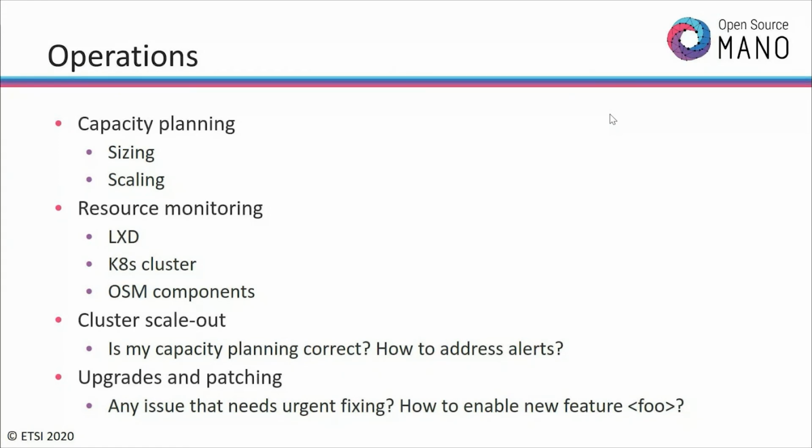Same goes for the upgrades and patching. So is there any issue that needs urgent fixing? How can we enable that new feature foo that is on that specific branch? So what you can do with the Juju controller is that you can have a command like juju config, the name of the component and the image, and then off you go. You can get your new feature enabled instantaneously.